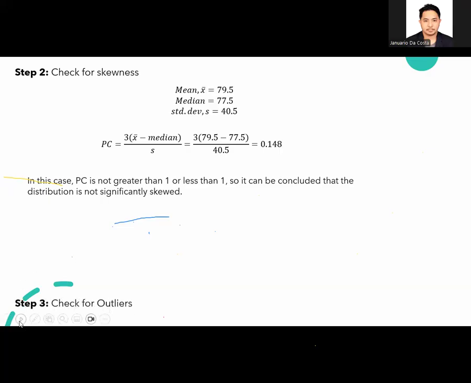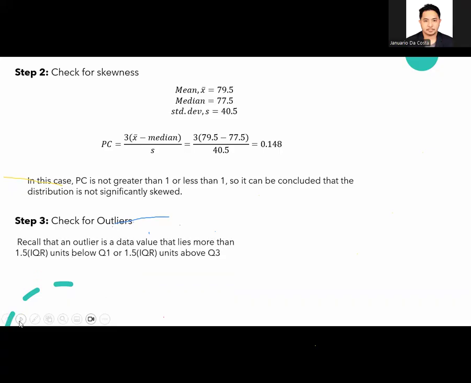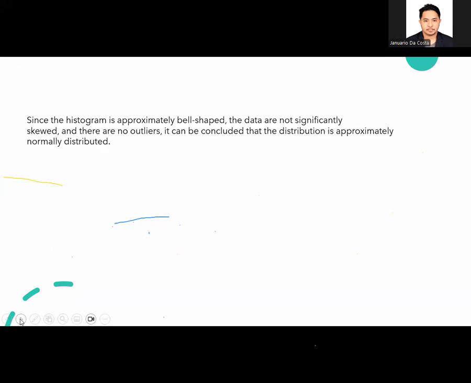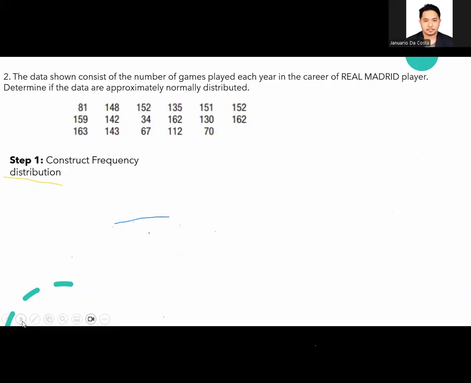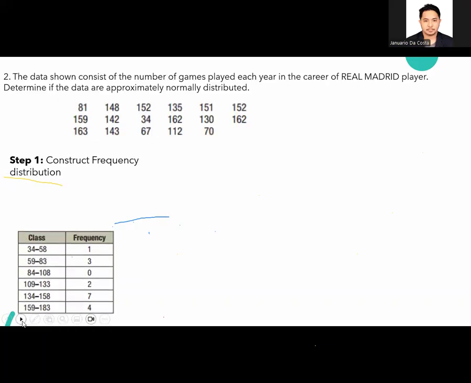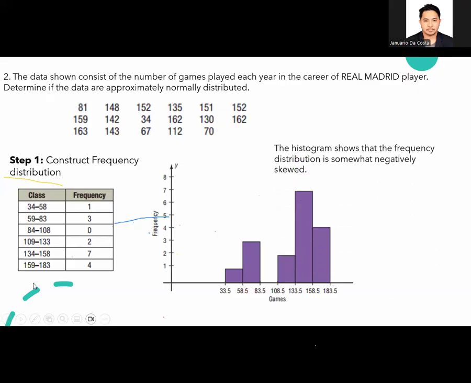Now you can check for outliers. Recall that these are the outliers. Alright, so in your conclusion, since the histogram is approximately bell-shaped, the data are not significantly skewed, and there are no outliers, it can be concluded that the distribution is approximately normal. So basically, this is one way: you just use the Pearson's coefficient formula to calculate.